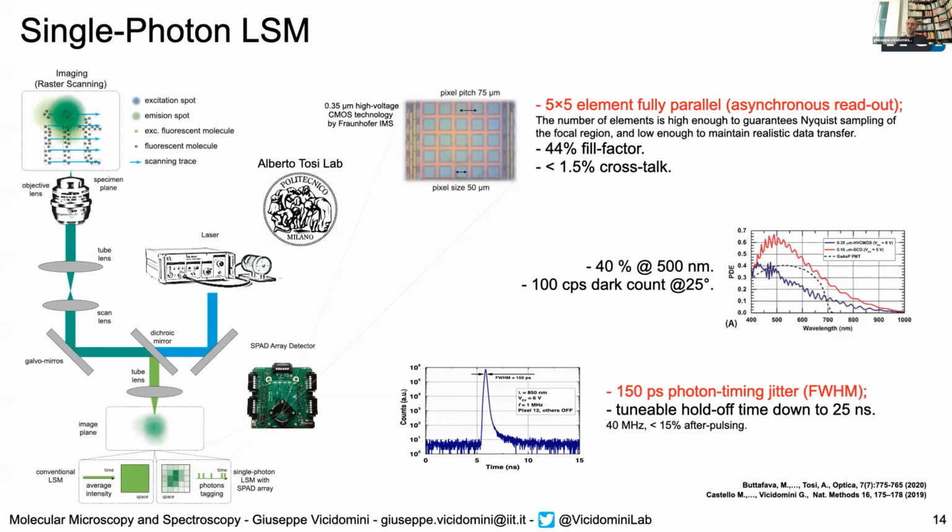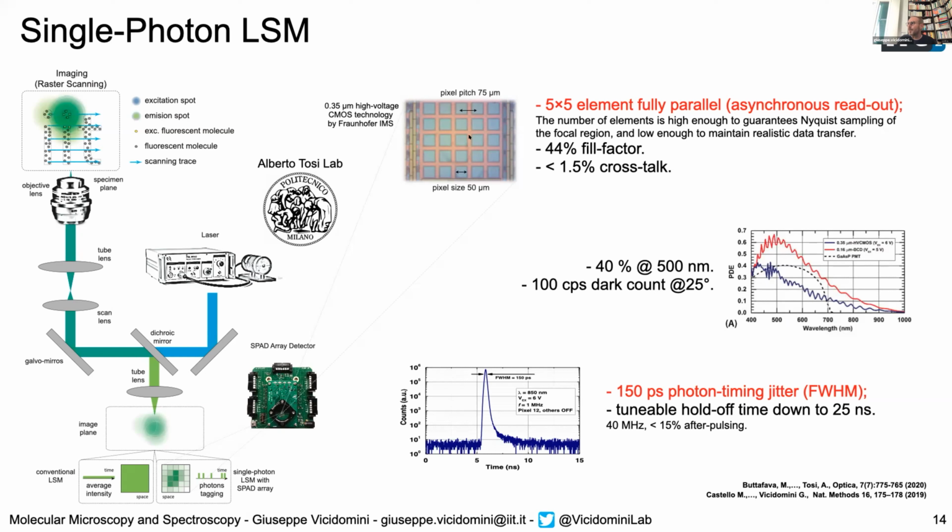So I don't want to go into the details of this detector that we developed, because that's not the purpose of this workshop. But I want to give you just a few important pieces of information about it. First of all, this is a very small detector. As you can see here from this image, it is only 5 by 5 elements. So it's not like a megapixel camera like the ones used in wide field microscopy, but a very small detector, only 5 by 5 pixels.